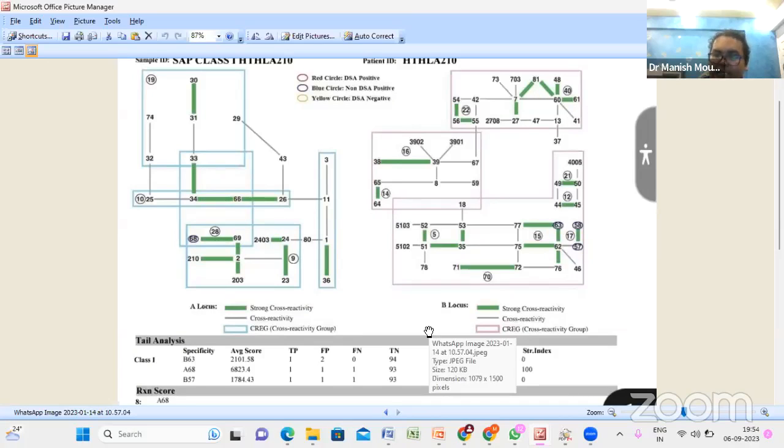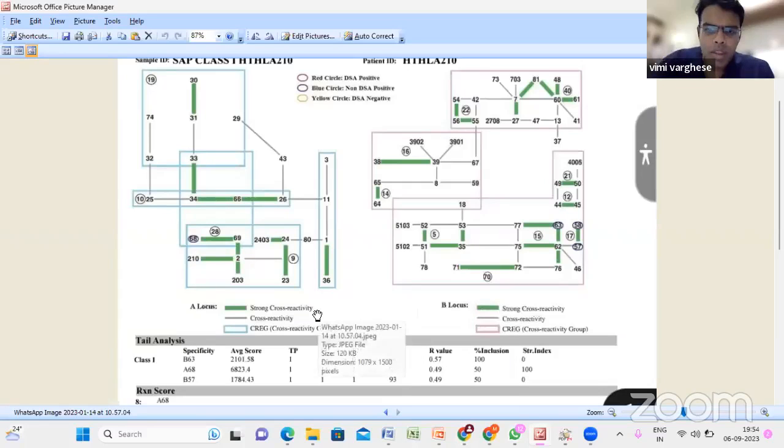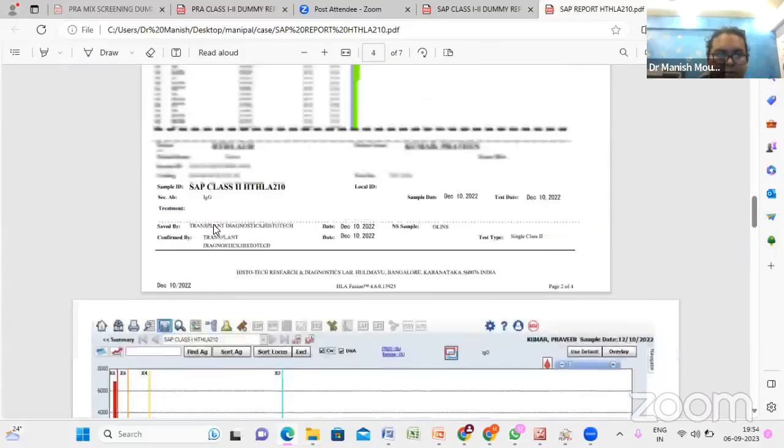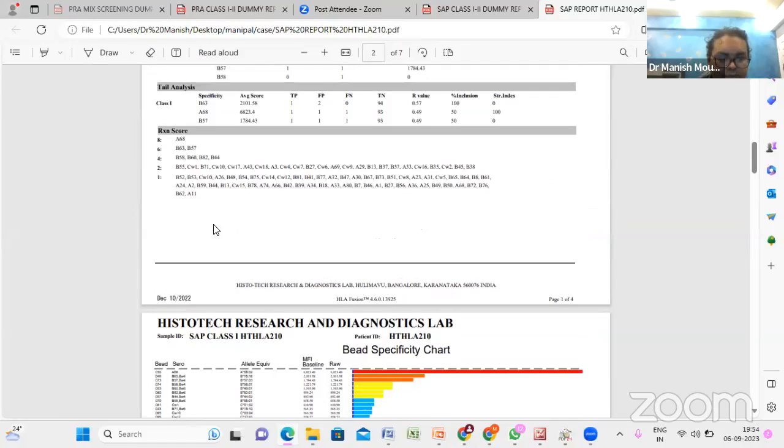Now what is the tail analysis? Because a bead has a different antigen, we write those antigens in one single line. So it's called a line antigen, and we do an analysis. Its line looks like a tail. Within the tail, which one is positive? Okay. So like PRA, if I show you the PRA report, this is single antigen.